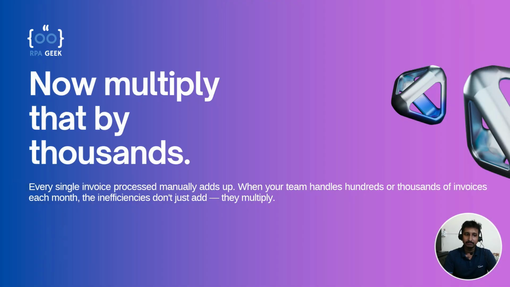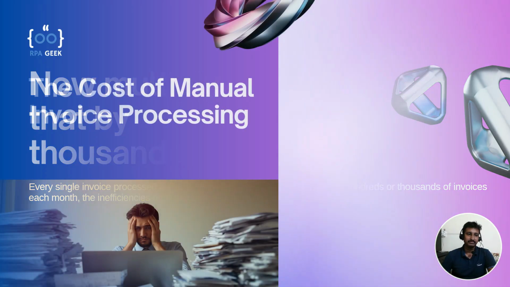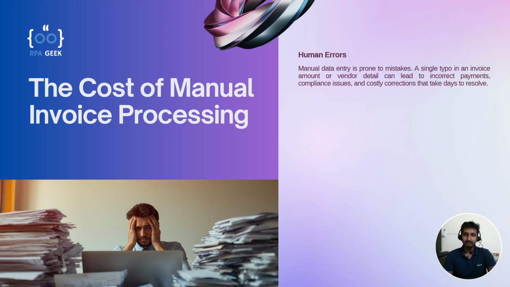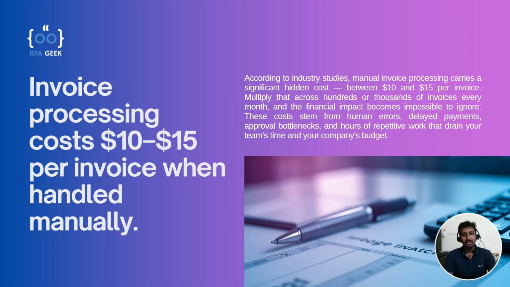Now multiply that by thousands. Every single invoice processed manually adds up. When your team handles hundreds or thousands of invoices each month, the inefficiency doesn't just add, it gets multiplied. Now the costs of manual invoice processing are as follows. First is human error. Since data is processed manually, mistakes can happen. A single typo in an invoice amount or vendor details can lead to incorrect payments. According to industry studies, manual invoice processing carries a significant hidden cost of between $10 to $15 per invoice. Multiply that across hundreds or thousands of invoices every month, and the financial impact becomes impossible to ignore.